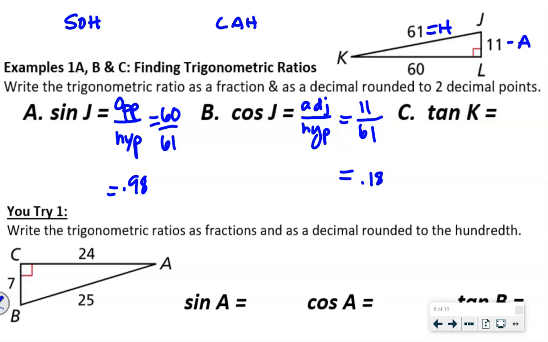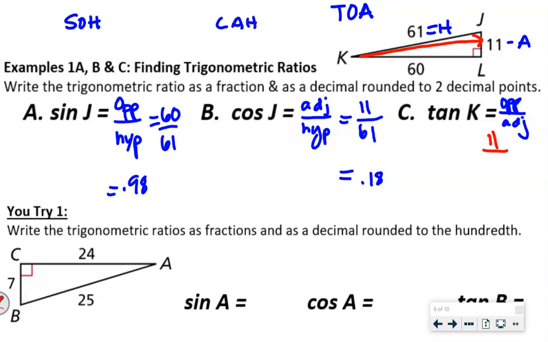Then we're going to find tangent, and tangent is TOA, T-O-A, okay? That's opposite over adjacent. So we're going to put opposite over adjacent here, and then we're going to find out what that is for angle K now, okay? So when we go to K, opposite now is, if we go straight across there, that's our 11. So that's going to be 11 over what?